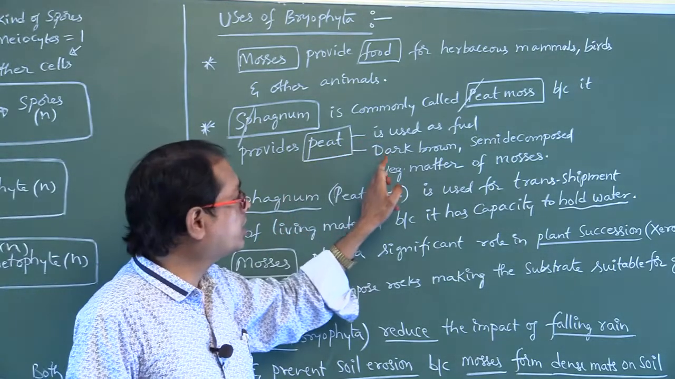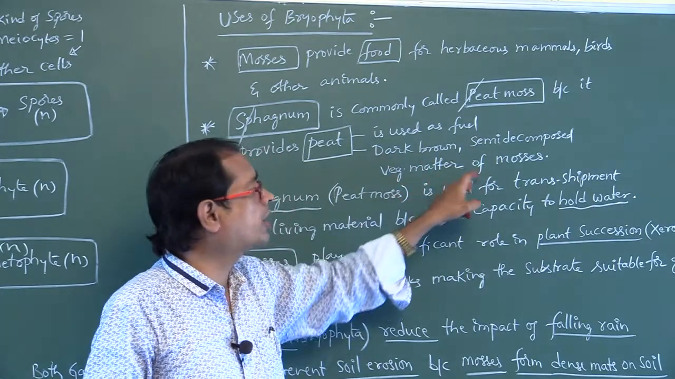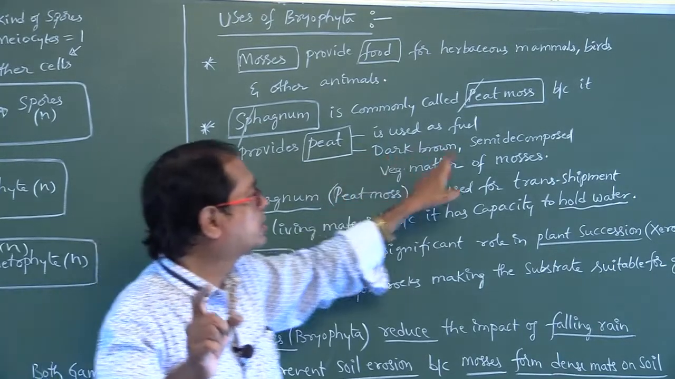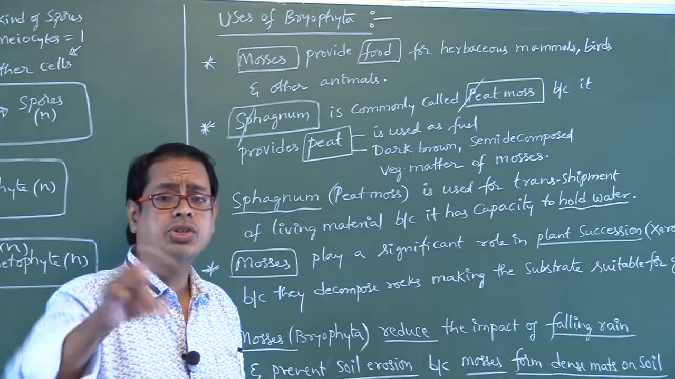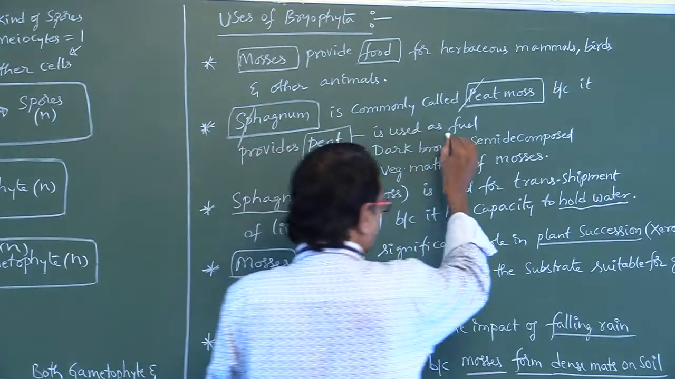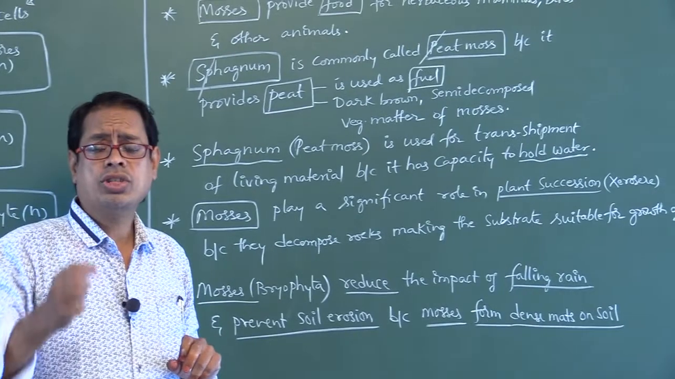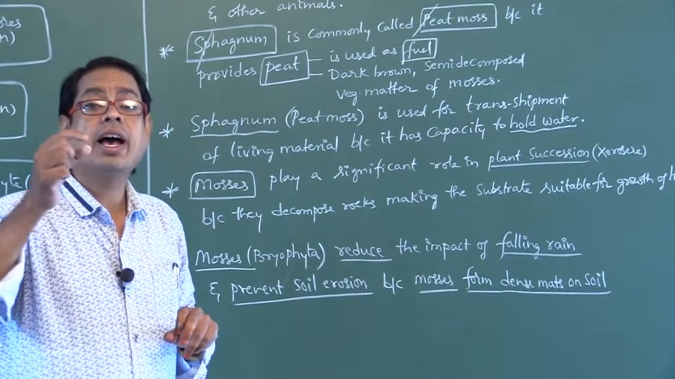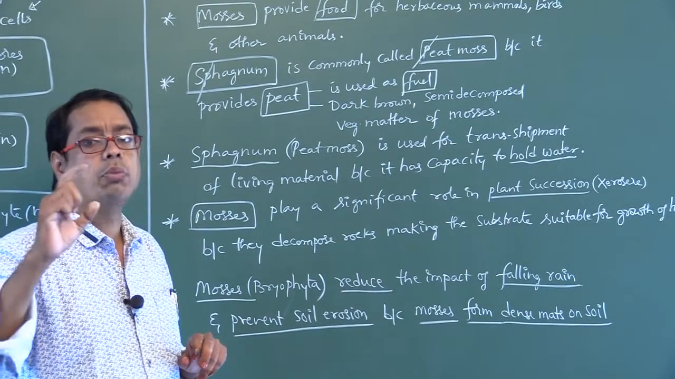Peat is dark brown, semi-decomposed vegetative matter of mosses. This peat is used as fuel. What is the use of peat? It is used as fuel. Peat is obtained from a plant called sphagnum, which belongs to Bryophyta, class Bryopsida, mosses.